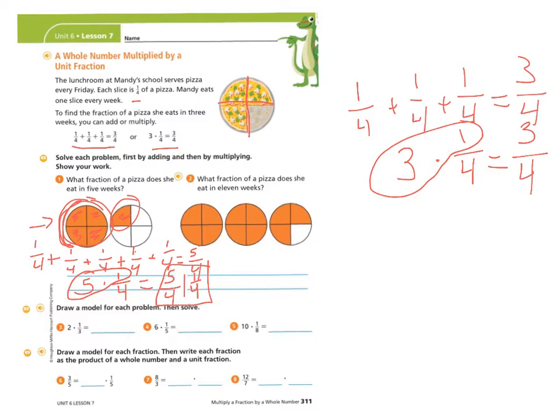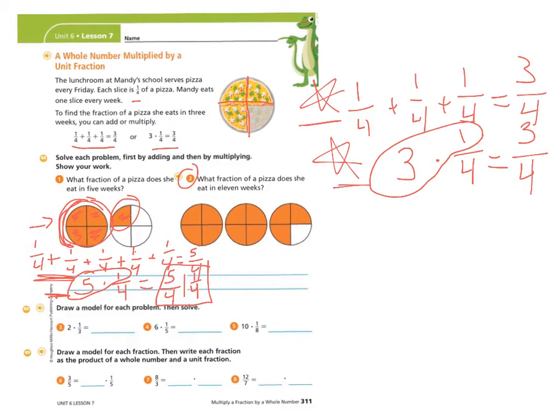So number 2, what fraction of a pizza does she eat in 11 weeks? I want you to try to solve that on your own. So you're first going to write it out in addition, just like this. Next, multiplication. Okay, show me both ways, just like up here and here. This is addition, this is multiplication. Show me both ways that you can write that problem out.